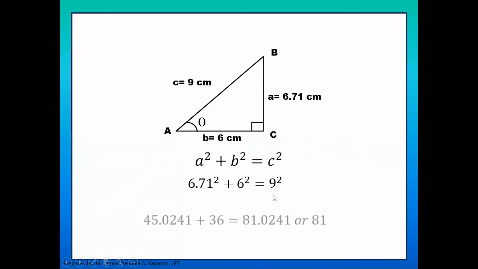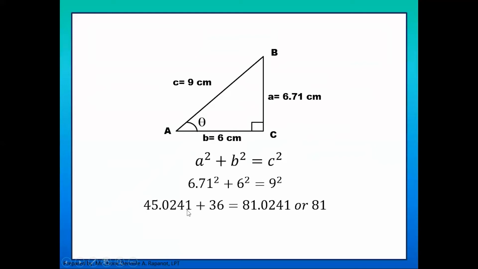So, by doing the operation, we have 45.0241 for your 6.71 raised to 2. And for your 6 raised to 2, we have 36. Adding this, we have 81.0241, or simply 81. What we know, the value of 9 raised to 2 is just 81. Therefore, the Pythagorean theorem is really correct in terms of this particular example. So, Pythagorean is really applied in this right triangle, and for this particular example, which is our example number 1. So we don't have any problem.